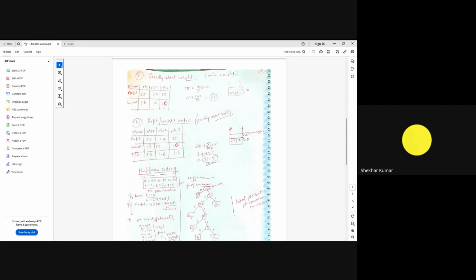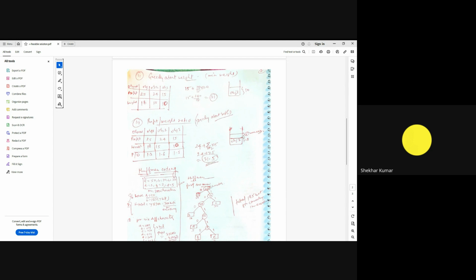So it is clear, the fractional knapsack problem. Every time we will go for the best solution in the knapsack problem. The second problem is the Huffman coding problem, the second application of the greedy technique.